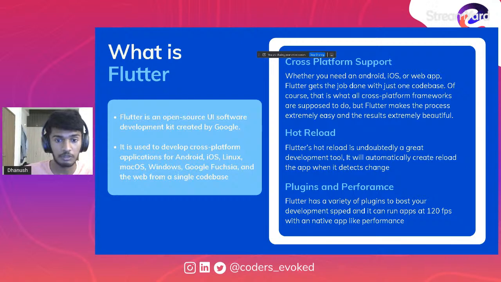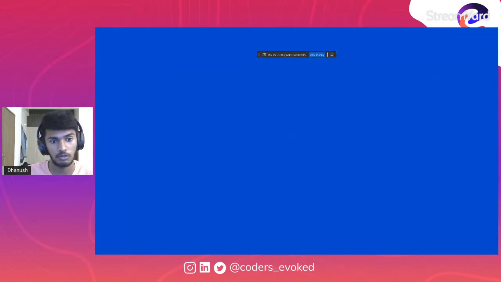And we also have something called hot reload in Flutter, which means you don't need to restart your app every time you make a change. It automatically gets reloaded, and that boosts your development speed. Flutter also has a variety of plugins to boost your development speed, and it can run apps at 120 frames per second, similar to native app performance. So that's what makes Flutter stand out from the crowd.